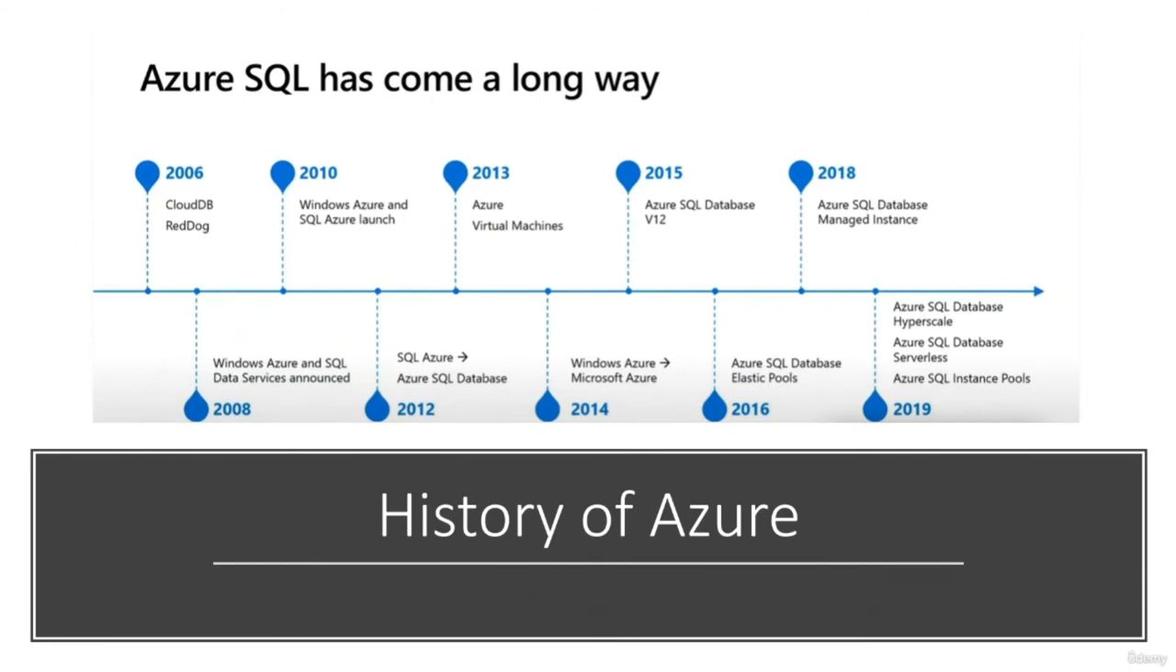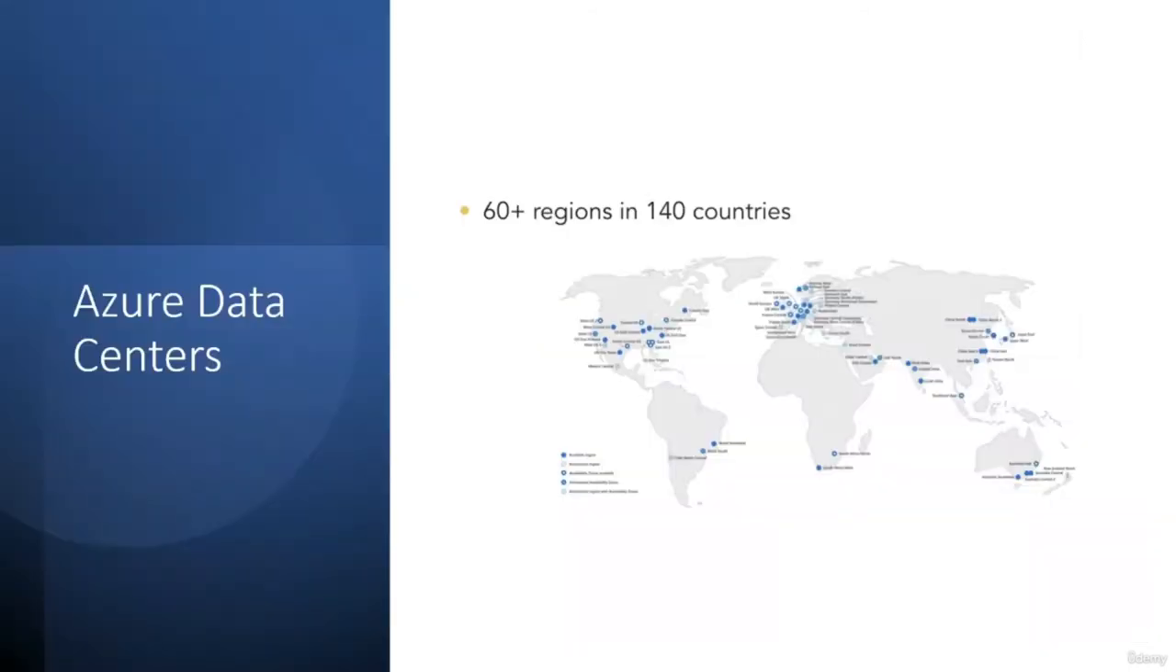Some of the history of Azure dates back to a little over 2006, where CloudDB and Red Dog were the first initiations. Over the years, multiple different segments of Azure have been developed. As of February 2021, there are data centers in 60 plus regions in 140 countries.